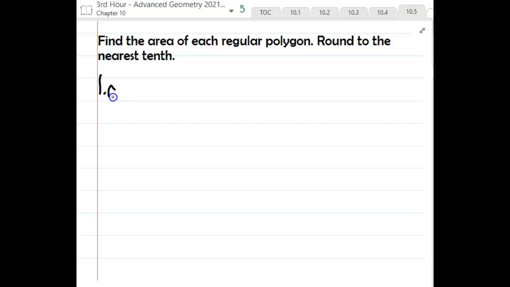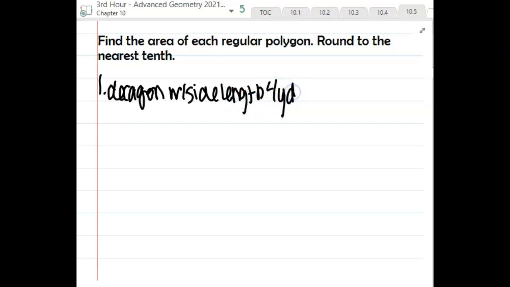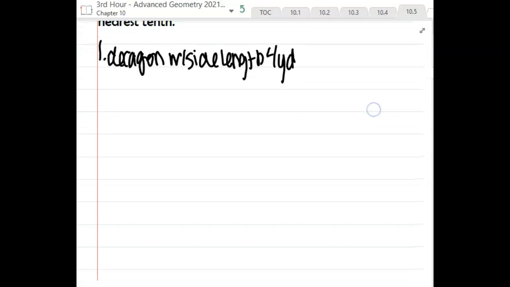So, number 1, we want to find the area of a decagon with side length 4 yards. Now, if you want to draw a decagon, knock yourself out. Go for it. But what we're going to do with that decagon is break it apart into how many triangles? 10, because it's a decagon, 10 sides.